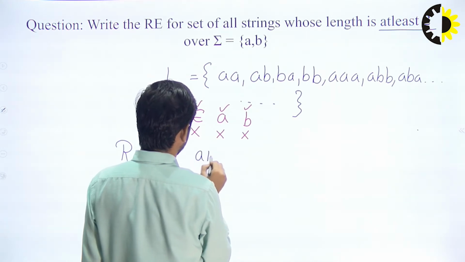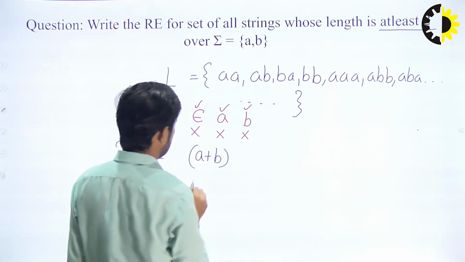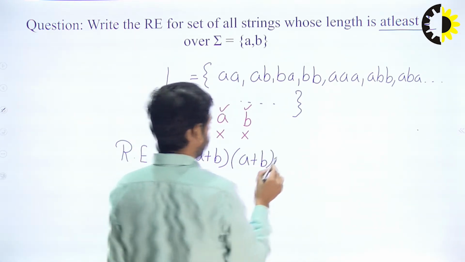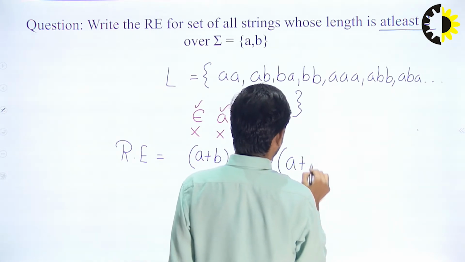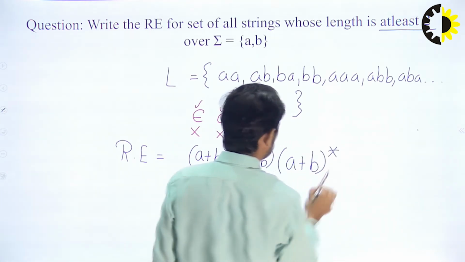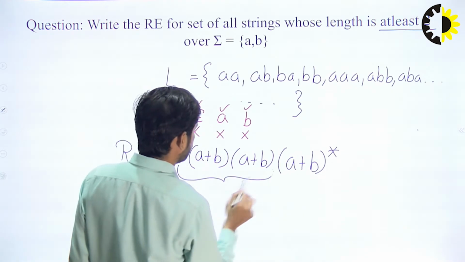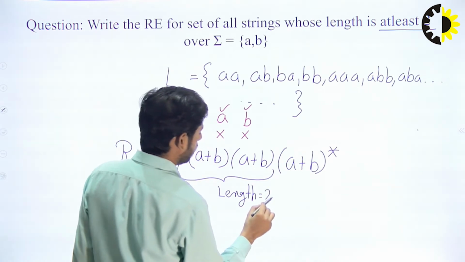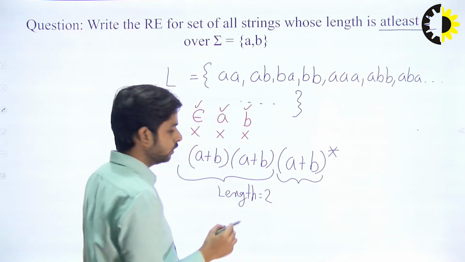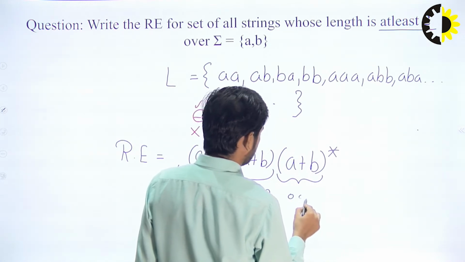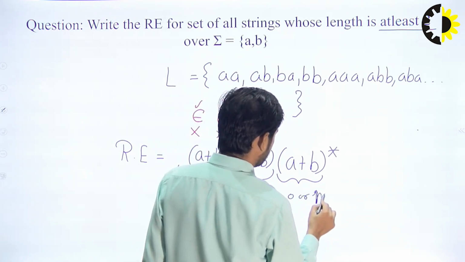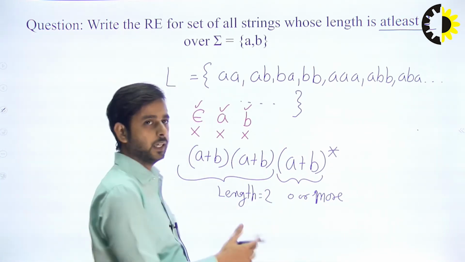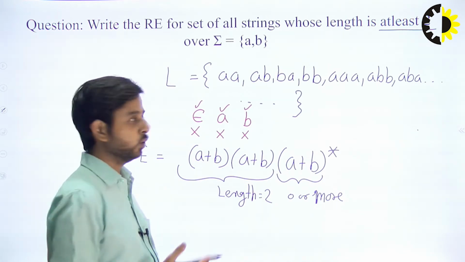It will be (A+B)(A+B)(A+B)*. The first two parts contain length exactly 2, and the star part contains 0 or more length. So 2 plus 0 gives length 2, 2 plus 1 gives length 3, 2 plus 2 gives length 4, so at least 2.